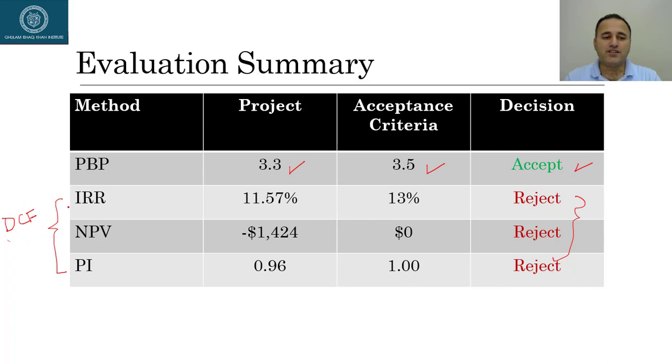The other difference is that IRR, NPV, and profitability index take into account all the cash flows. Payback period does not take into account all cash flows. That was one of its weaknesses. IRR, NPV, and PI, on the other hand, take into account all the cash flows of the project life cycle.